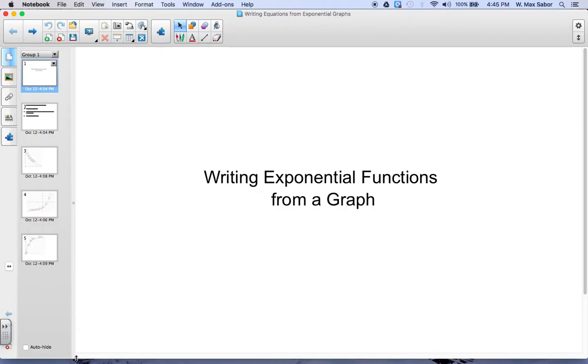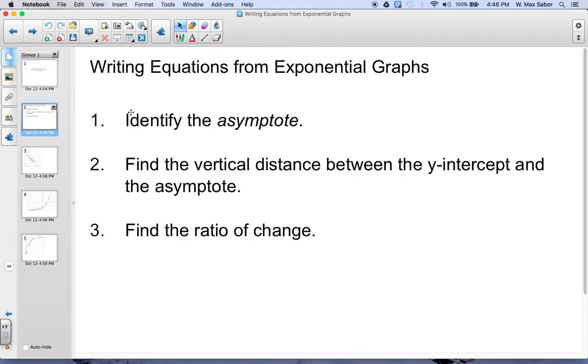Today we're going to look at writing an exponential function given the exponential graph. What we should do first is identify the asymptote. If we're lucky, the asymptote will be y equals 0. That is what most exponential functions have, but I'm going to focus on ones that don't, because those are the harder ones. However, frequently you'll be seeing ones where the asymptote is y equals 0.